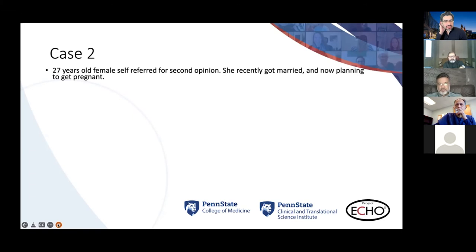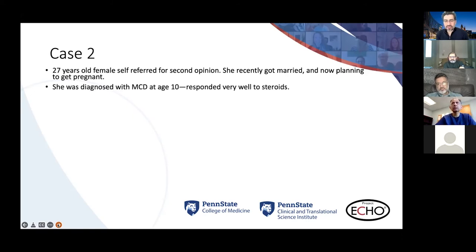So case 2, a 27-year-old female. She came to see me for a second opinion. She was already following up with a nephrologist. She recently got married and is now planning to get pregnant. Background is that at age 10, she was diagnosed with minimal change disease.